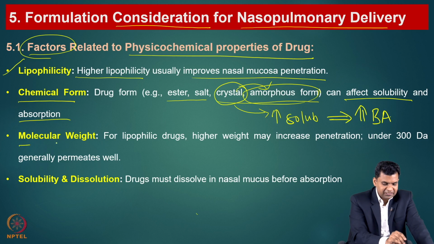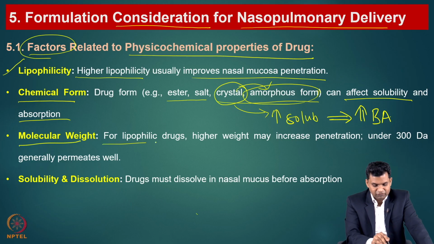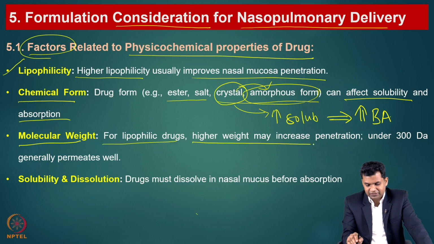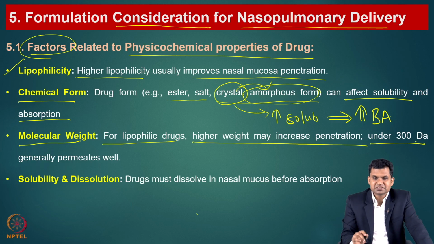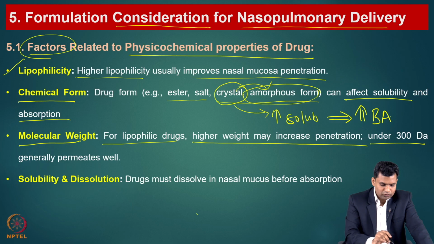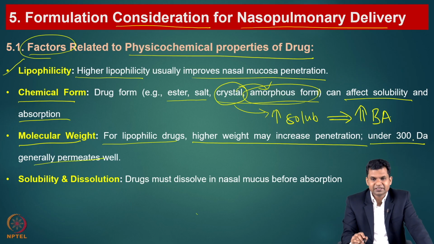The molecular weight of the drug is also very important. For lipophilic drugs, a higher weight may increase the penetration. As we know, the Lipinski rule of 5 suggests that your molecule should be below 500 Daltons, which will help with permeation. So, under 300 Daltons it will allow for permeation.